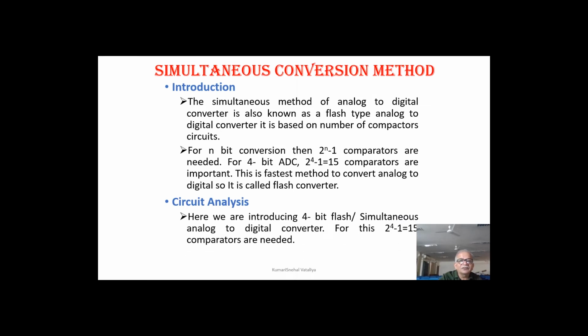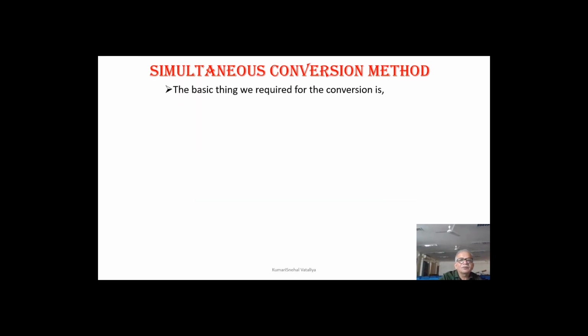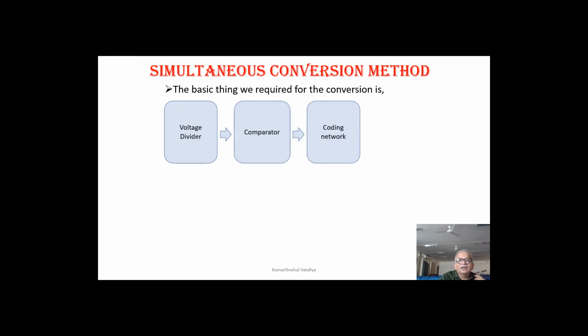Circuit analysis. Here we are introducing a 4-bit flash simultaneous analog to digital converter. For this, 2 raised to 4 minus 1, 15 comparators are required. So you will see other methods where only one comparator will be required. Here we require 15 comparators for 4-bit. There is a voltage divider network. It applies different reference voltages to different comparators, and then there is a coding network of gates and switches to convert that comparator output into a digital number. And finally there is an LED display to indicate the digital output.